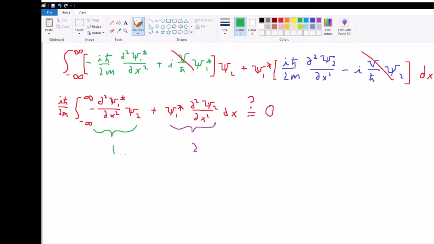So first off, I'm going to do an integration by parts on this first part of this integral, part 1, and we're going to say that u equals psi 2. And then I'm going to say that du is therefore equal to the partial of psi 2 with respect to x dx. And evidently, since we're doing integration by parts, we have to define dv.